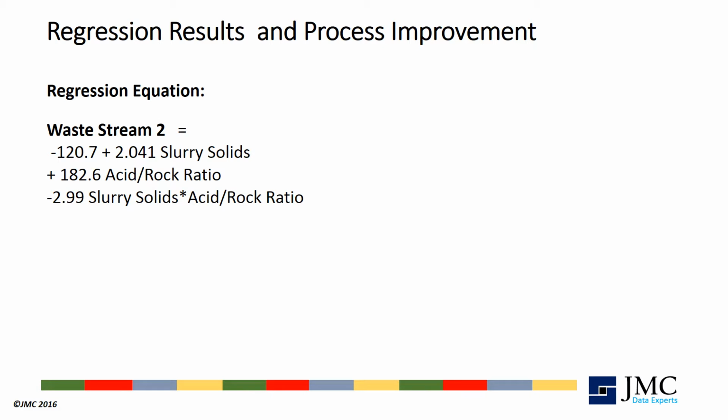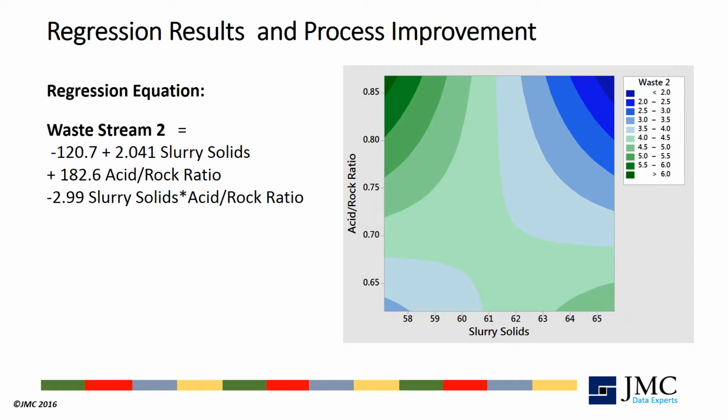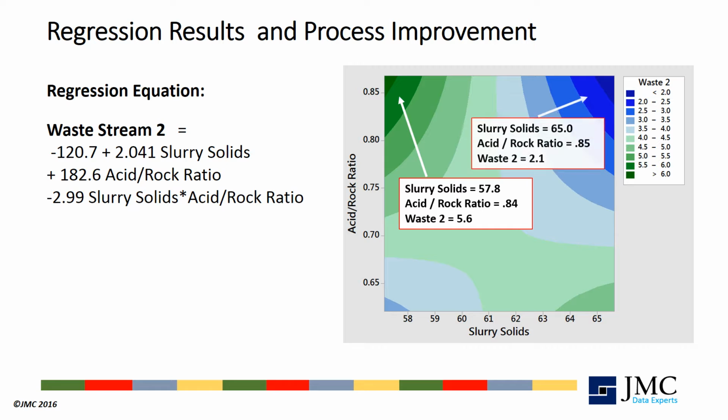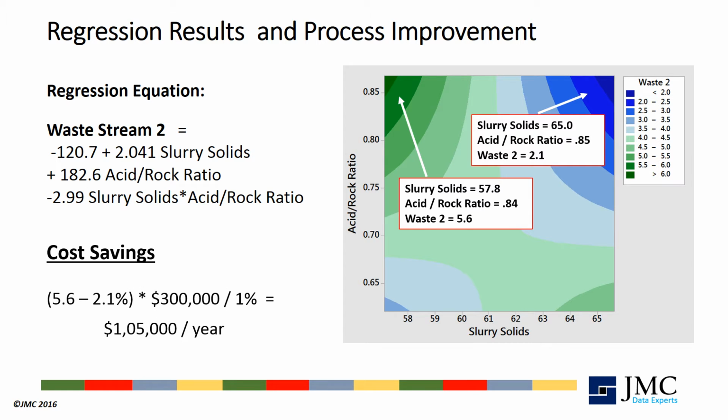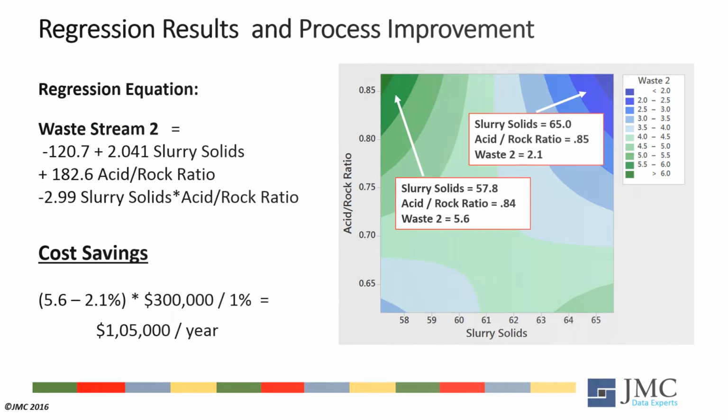Our mathematical model for waste stream 2 shows a strong effect of slurry solids, acid-rock ratio, and the interaction of the two. Using the contour plot of our model, we see that at a high acid-rock ratio, we can get either a high waste stream at 5.6% if the slurry solids are low, but a low waste stream of 2.1% if slurry solids are high. The difference of 3.5% was a great result for the engineers as they moved their process to the high-yield process settings. With each percent reduction worth about $300,000, the final cost savings was roughly $1 million per year.